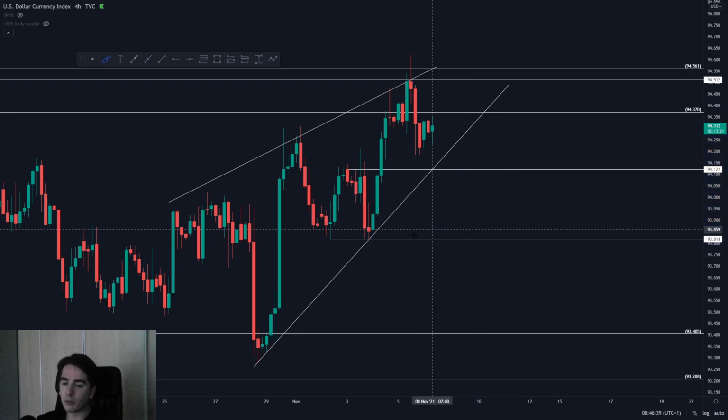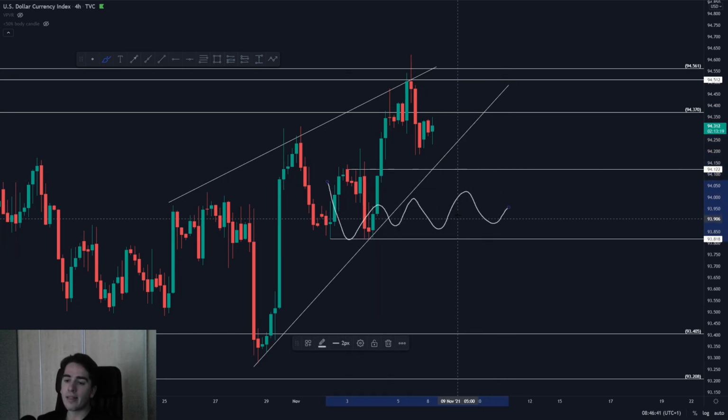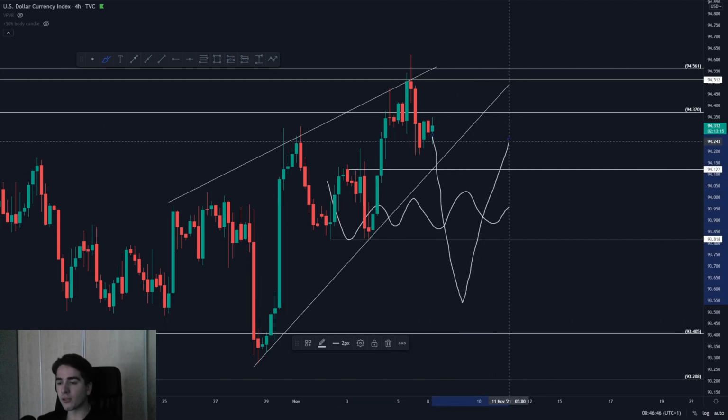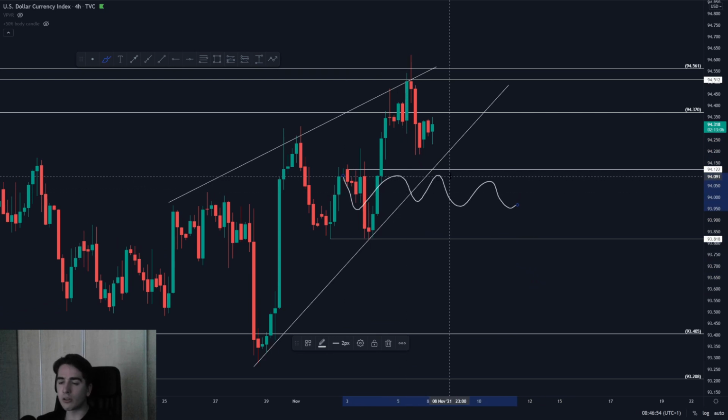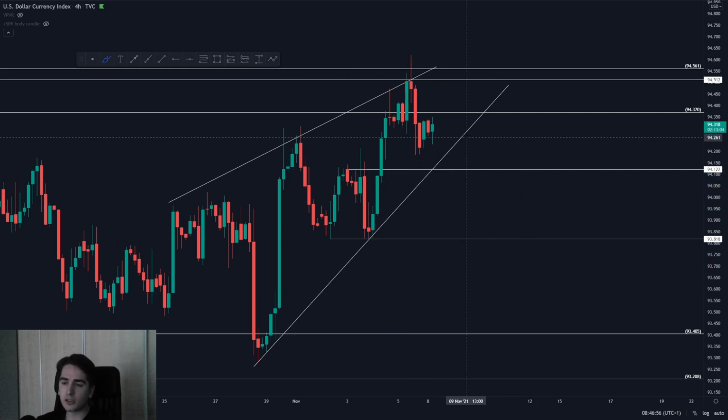Because I want to see that range get broken, and then I will be convinced that we are going to see that downside. Then I'm going to be looking for a pullback, and then I'll be looking for those further shorts. So until we break through this consolidation area, this range, I am not going to really be looking for those shorts yet, just to be on the safe side.